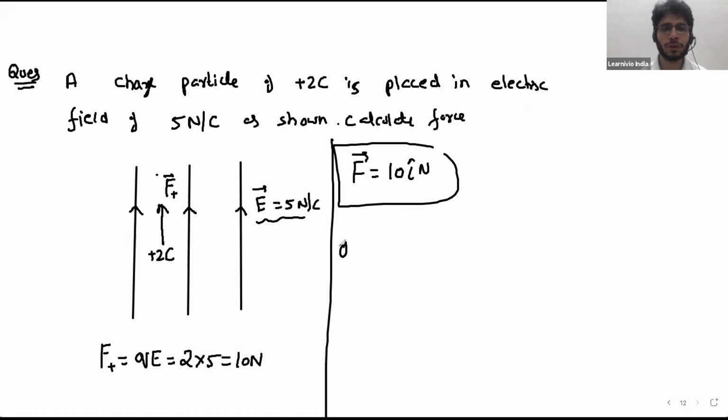Okay, let's do one more thing. Sorry, it will be along y, so j cap, right. Now, instead of this positive charge, if I place a negative charge here, this is the field.